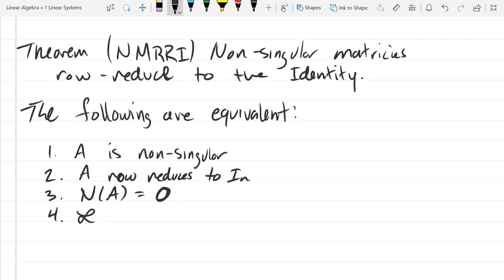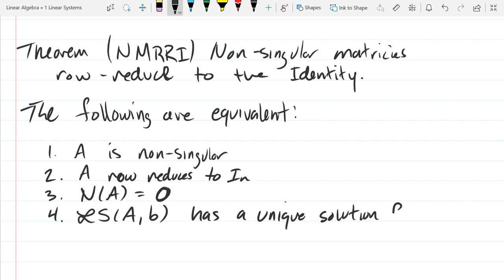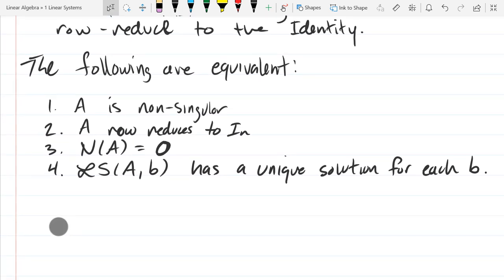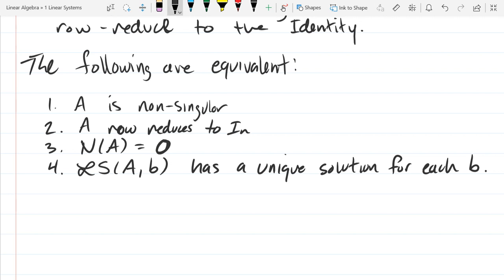If we look at the linear system of A and any B, it has a unique solution for each B, meaning there will be exactly one point. There won't be any free variables, no matter what matrix or what vector B you use. So there'll be exactly one solution, which again probably makes the choice of calling this non-singular even more confusing. So the non-singular matrix has a unique solution for each B.